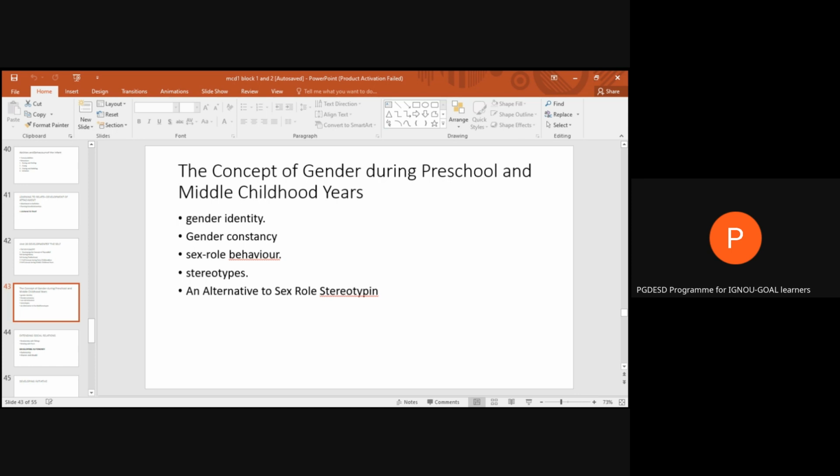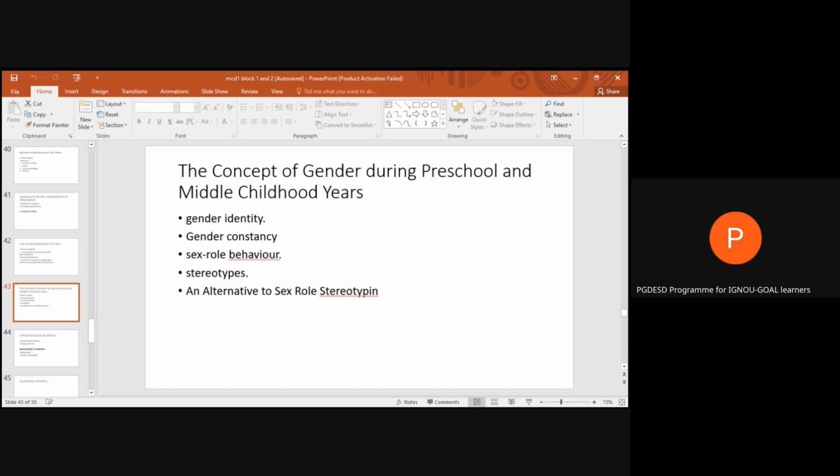This means that they have acquired gender identity, but this does not mean that they have a complete understanding of the concept of gender. One of the things they may not know is that gender remains constant over time. They may believe that they, as well as others, can change their gender by wearing the clothes and doing activities of the opposite sex. Right?